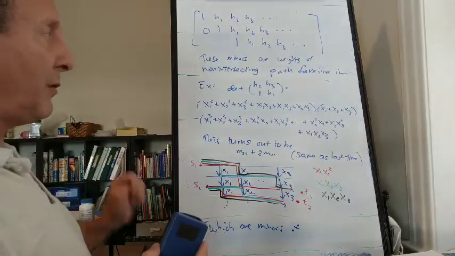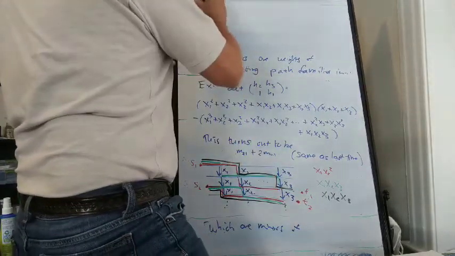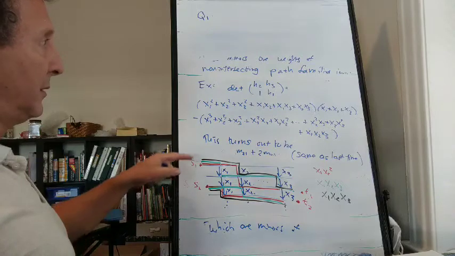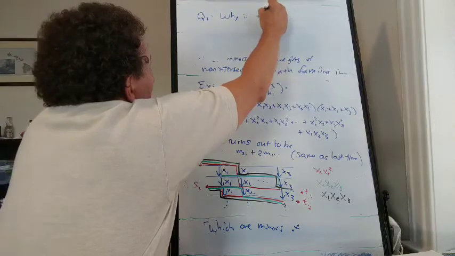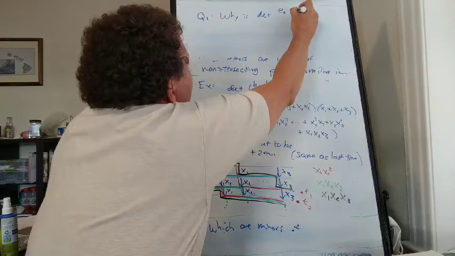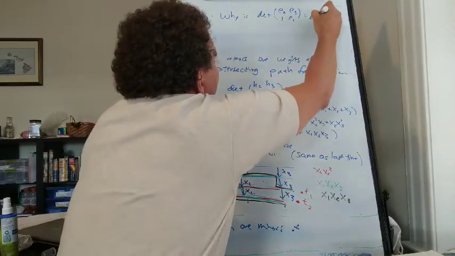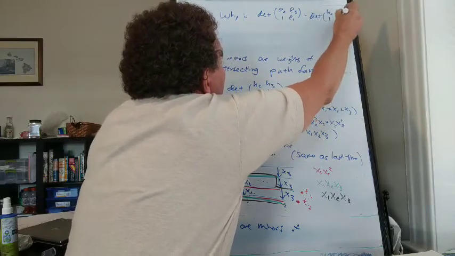All right, now hopefully what we've done raises some questions. Question 1, why do we get the same answer when we took the determinant of E2, E3, 1, E1, and the determinant of H2, H3, 1, H1?